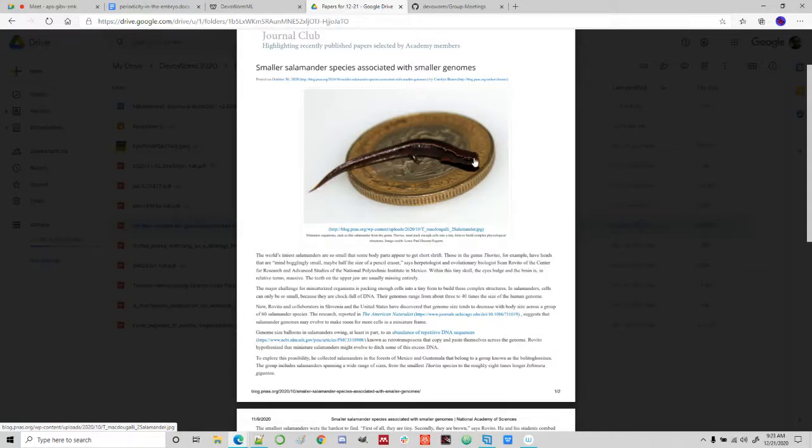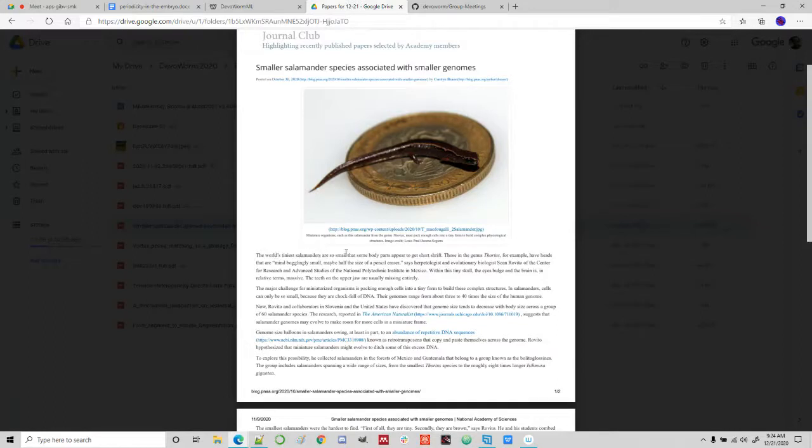So this is an amphibian. It's not like a worm or something. You have all of the structures of a vertebrate packed into this tiny body. So how do they do it?